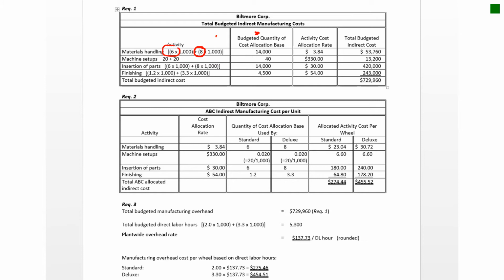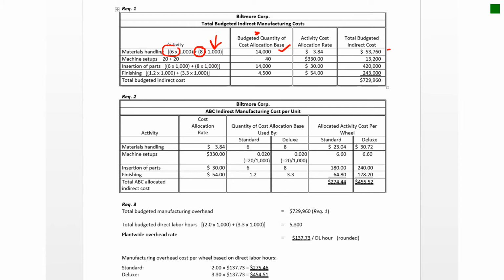And again, that number you need to know is what you produced. They came up with the base of 14,000. They multiplied that by the rate to get 53,760. They would have already known this because they calculated the rate of 3.84. They're just having you go backwards.